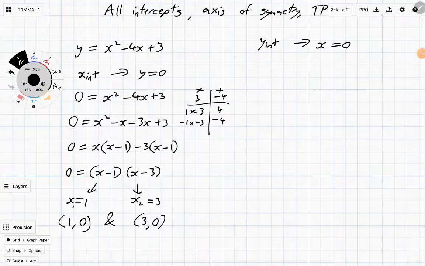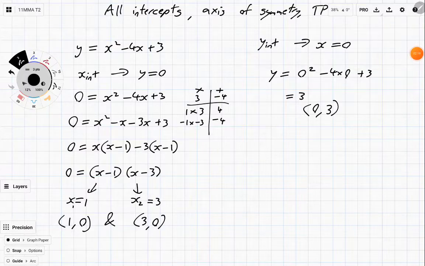Alrighty, up next, y-intercept is when x equals 0. So we get y is equal to 0 squared minus 4 times 0 plus 3. It's equal to 3. So we now have our x-intercepts, and our 1 y-intercept, which is 0, 3. Alrighty, so looking pretty good so far.